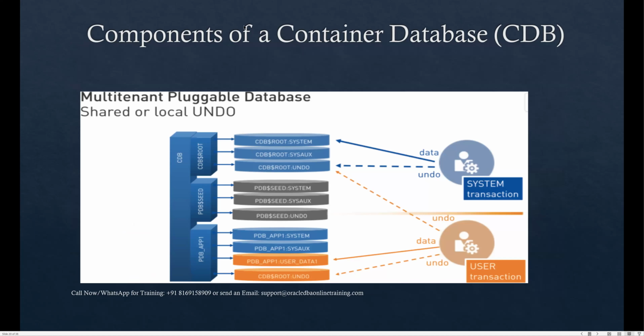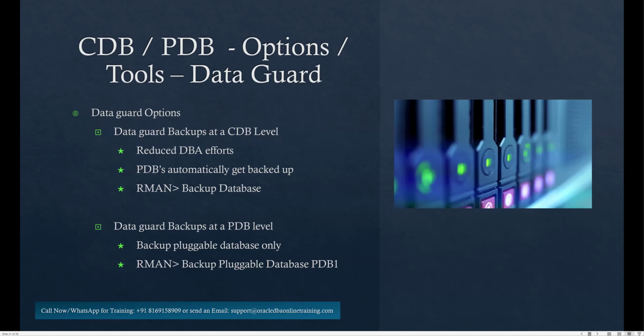This diagram is also presenting how the undo can be shared or it can be a local undo tablespace. For a pluggable database, you can have an undo tablespace, or it can also use the common root undo tablespace. So we can create a pluggable level undo tablespace, or it can also be used from the shared undo tablespace at the system level. Both options are available in the case of container based databases.